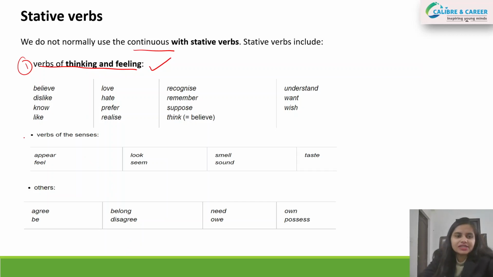Second, verbs of the senses: appear, feel, look, seem. This means you are talking about sensing something: smell, sound, taste, with your five senses that you know, something that is concrete. While others include agree, be, belong, disagree, need, and so on. These are other forms included in your stative verbs.